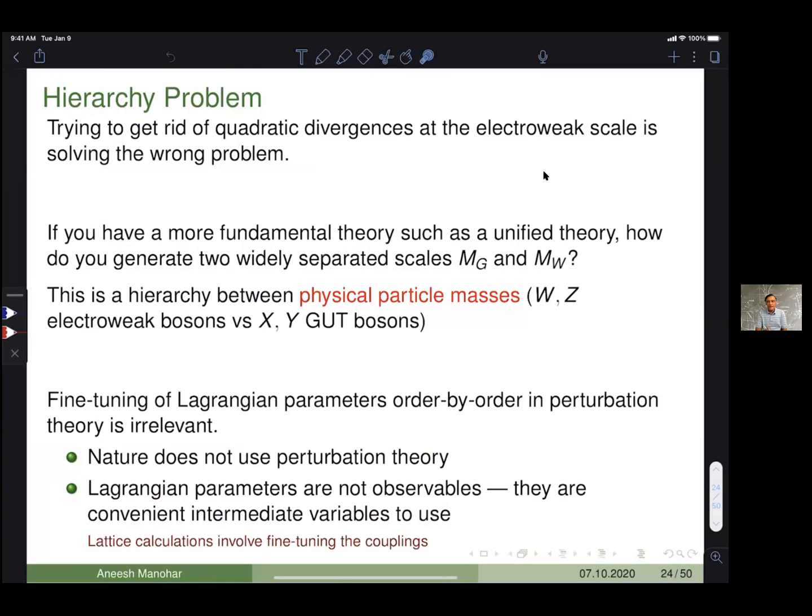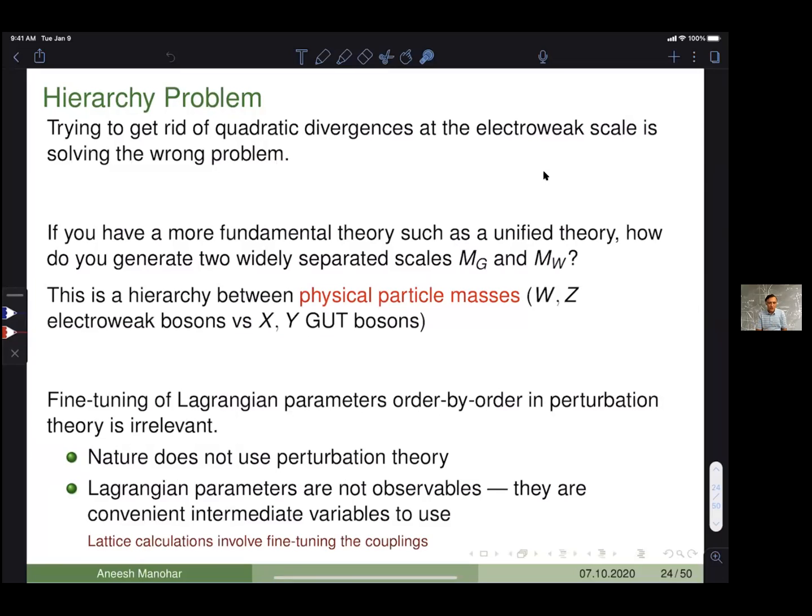So I think that people trying to get rid of quadratic divergences of the electroweak scale are trying to solve the wrong problem. The real problem, which was the way this was phrased originally, I think, was that if you have a more fundamental theory, such as a unified theory, how does that theory dynamically generate two widely separated physical scales? And by physical scales, I mean some particles like the W and Z, and some particles like X and Y bosons whose masses you can measure, and they're separated by orders of magnitude.